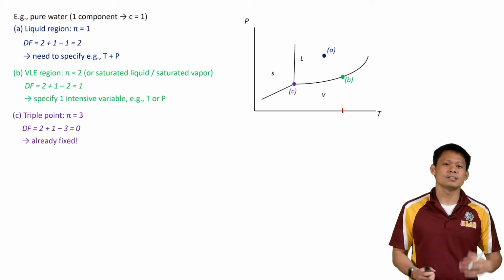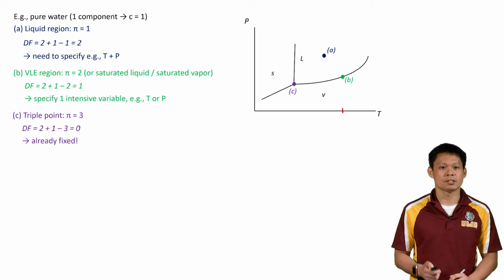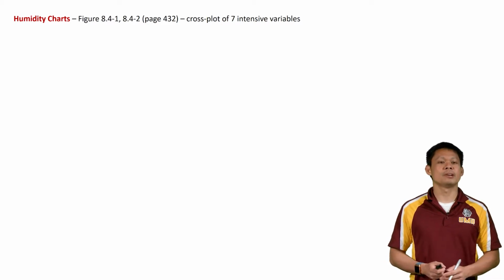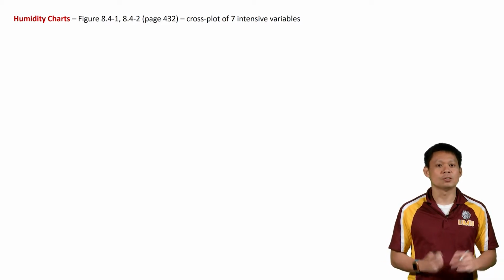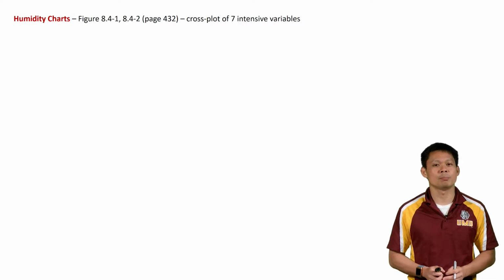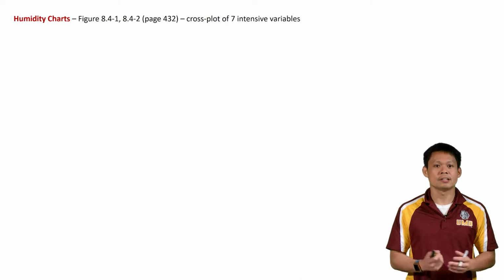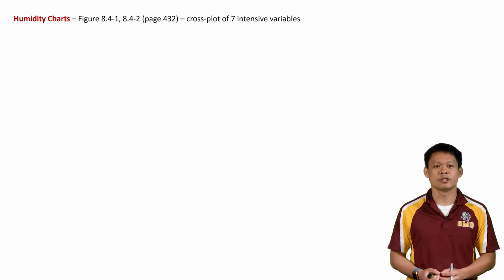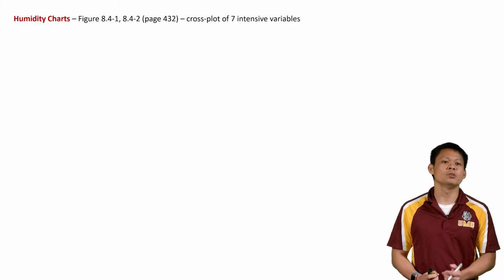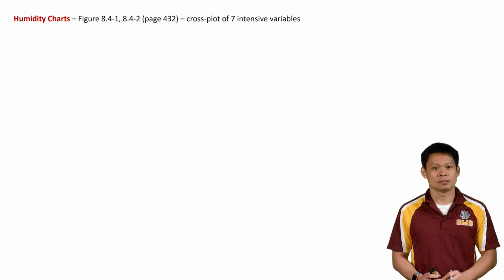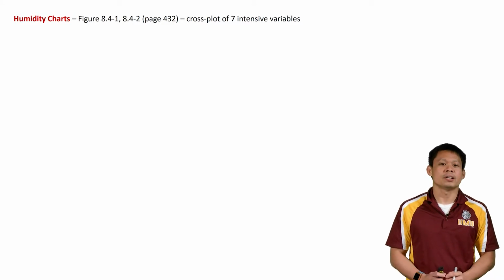So how does this relate to our psychrometric charts? The humidity chart can be found on page 432. So what I want you to do right now is turn to that page and look up figures 8.4-1 and 8.4-2. 8.4-1 gives the humidity chart in SI units. 8.4-2 is in English units. For the most part, I'm going to use 8.4-1 for all my examples and most of the homework examples as well. A humidity chart is a cross plot of 7 intensive variables.